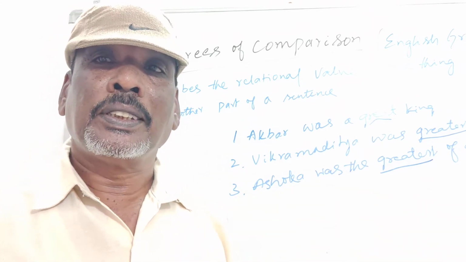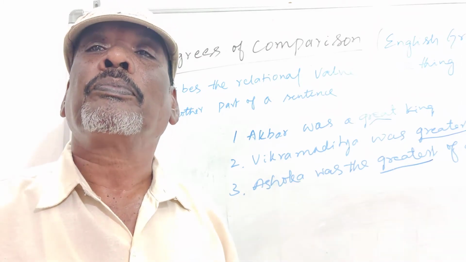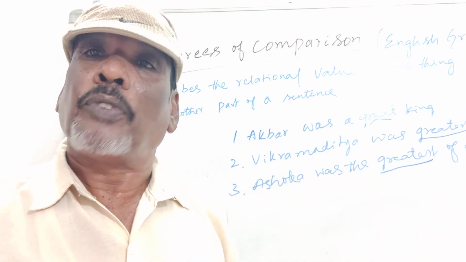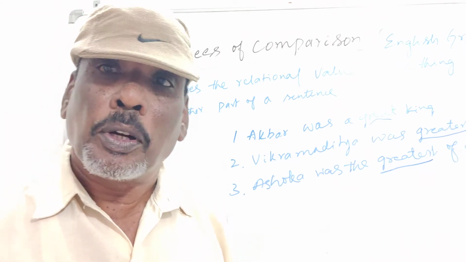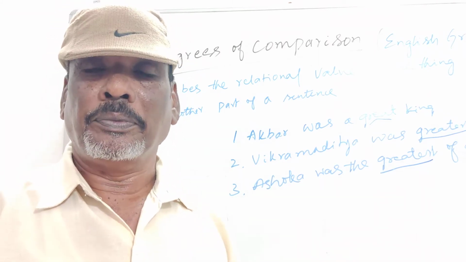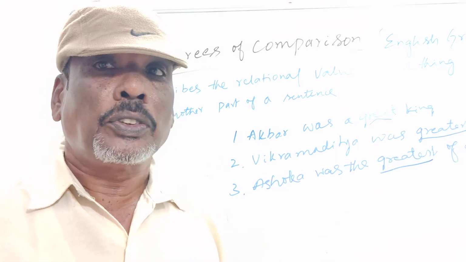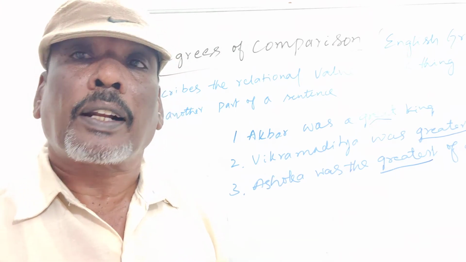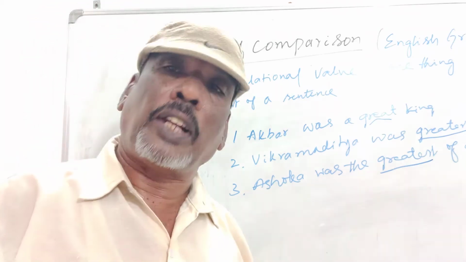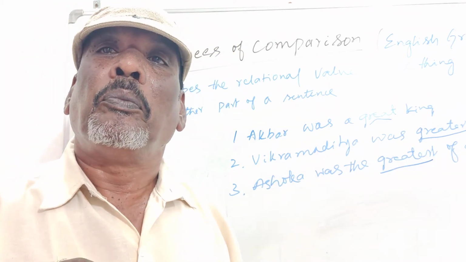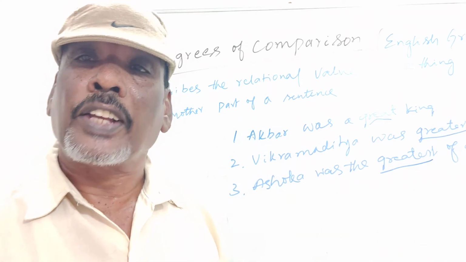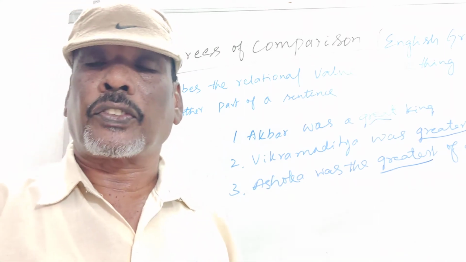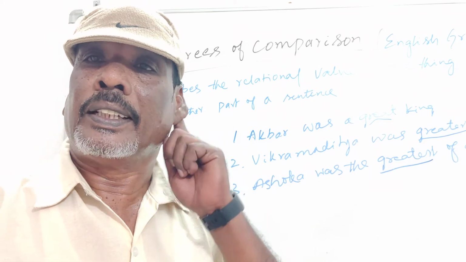But don't use the same procedure for beautiful: more beautiful, most beautiful. So we add this. Don't say beautifuler, beautifulest. You should add more. Courageous, more courageous, the most courageous, like that, right?